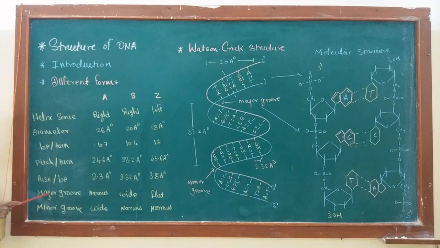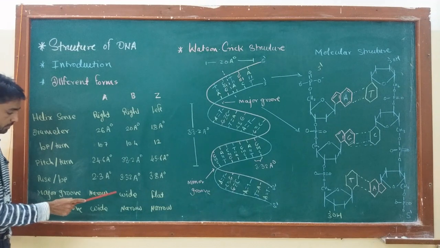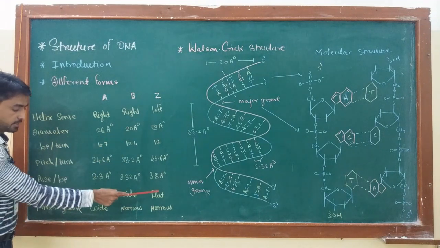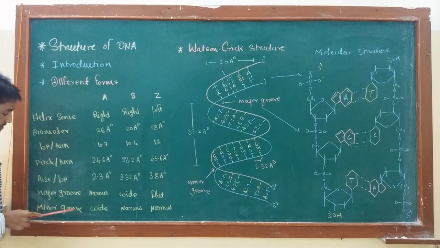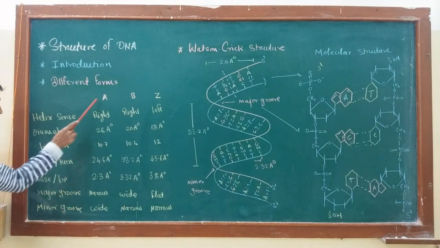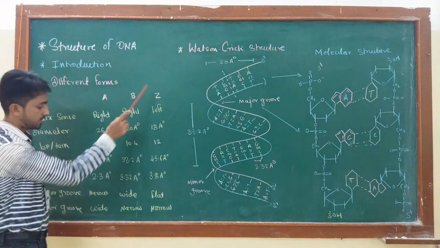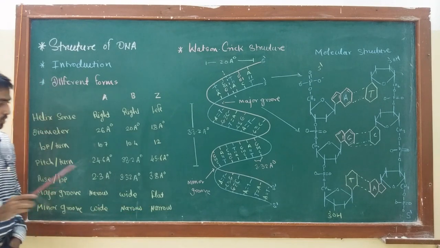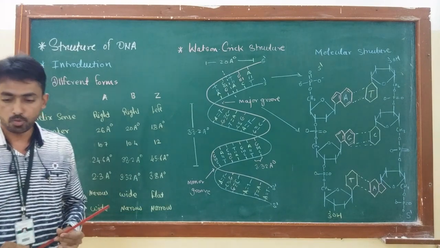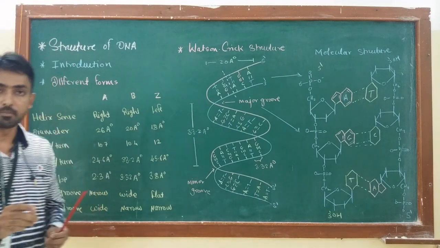Now we come to the major groove. In the A form of DNA, the major groove is narrow, while in B it is wide, and in Z it is flat. I am going to discuss the major and minor grooves at the time of discussing structure. The minor groove in the A form is wide, in the B form it is narrow, while in the Z form it is also a narrow groove.